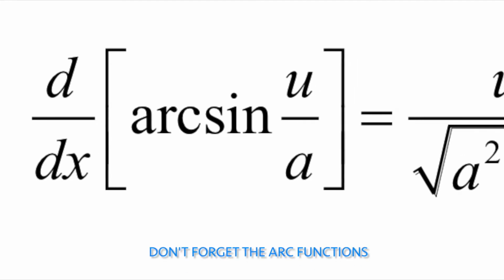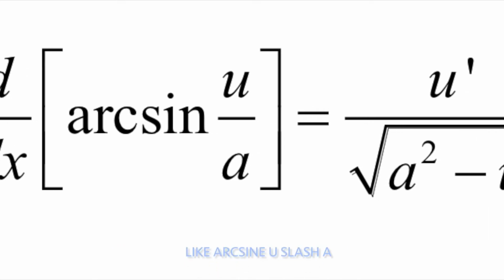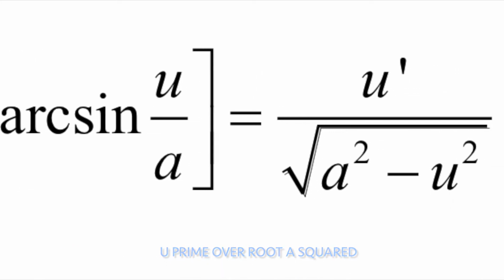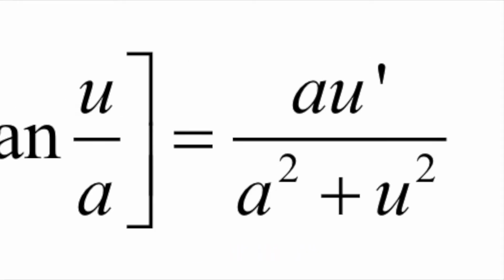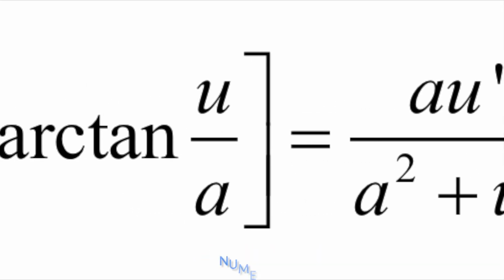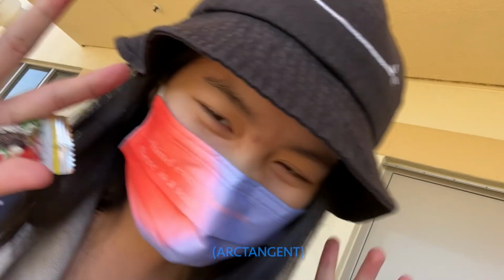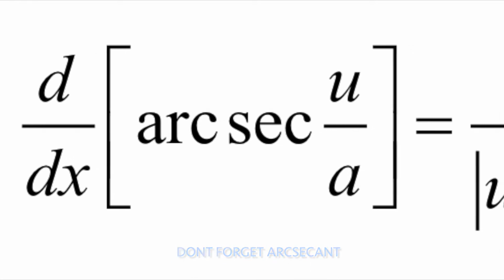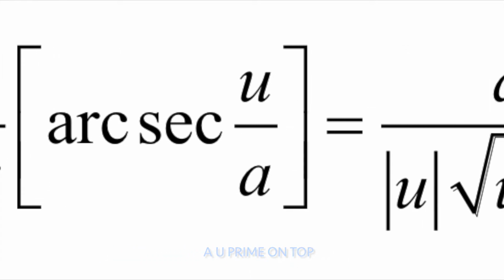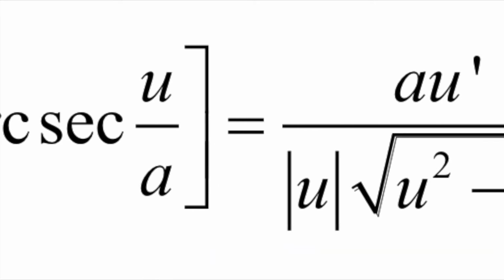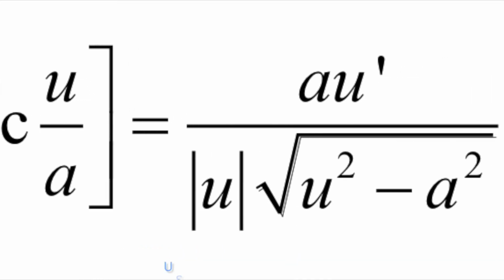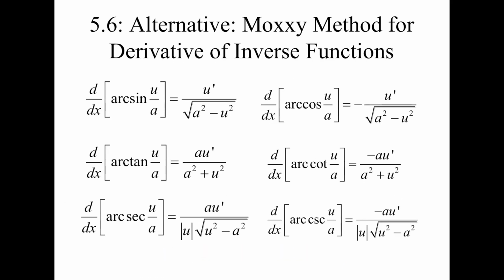Don't forget the arcs, functions like arcsine u: a u prime over root a squared minus u squared. Arctangent: denominator a squared plus u squared, numerator a u prime. Don't forget arcsecant, a u prime on top, absolute value of u, and then a square root u squared minus a squared, and that is moxie method.